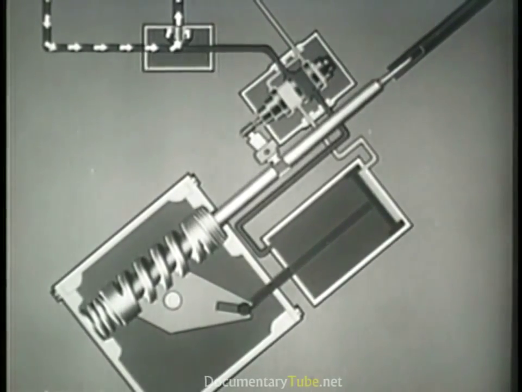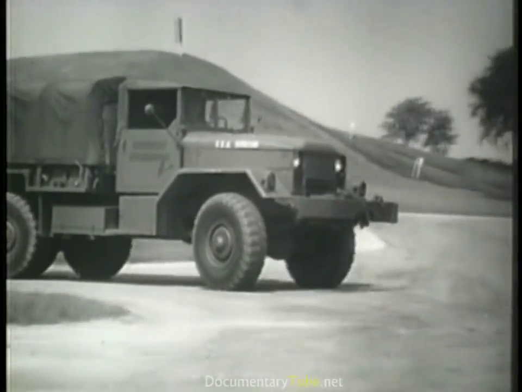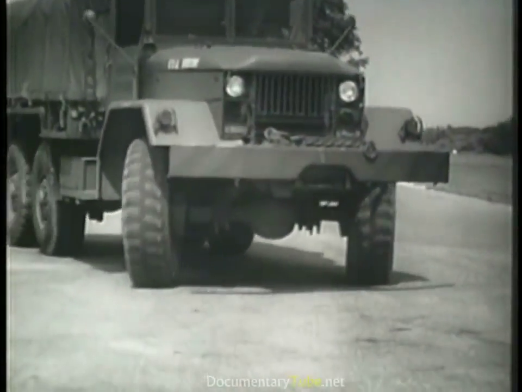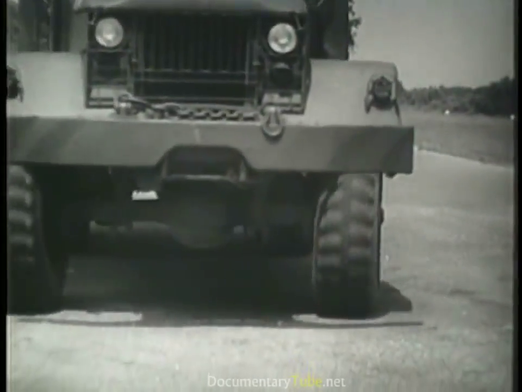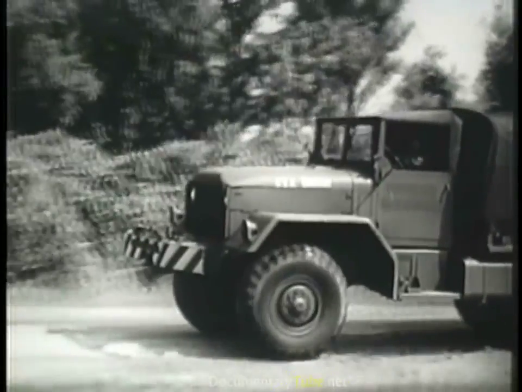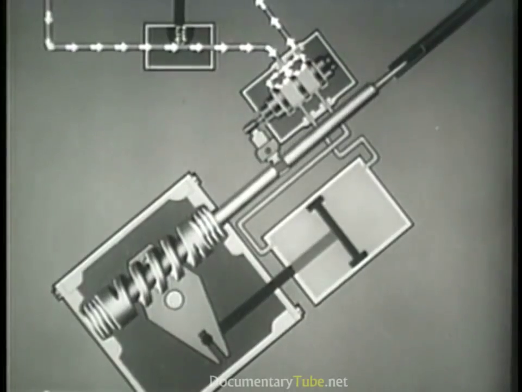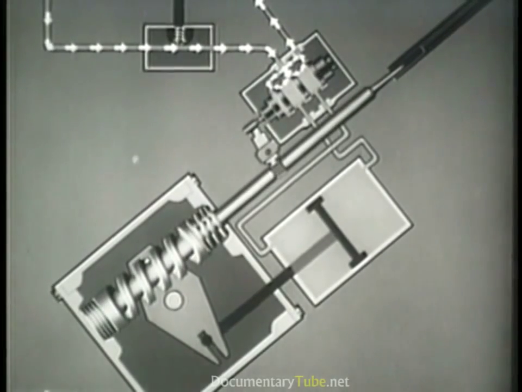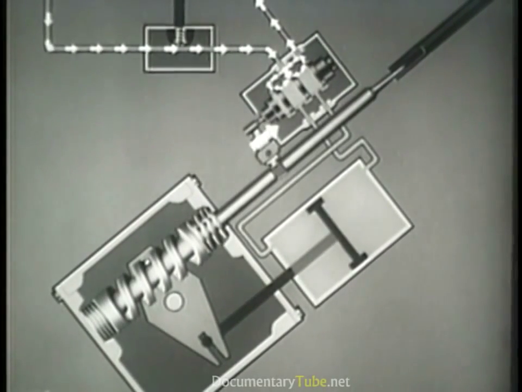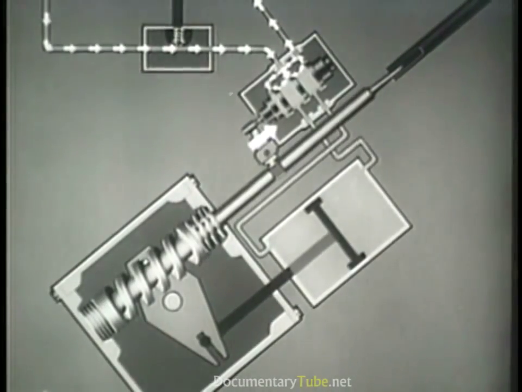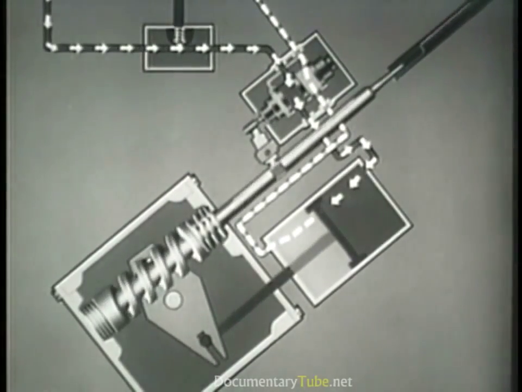After completing a turn, the driver releases tension on the steering wheel, and the steering system is returned to straight-ahead position by the steering geometry of the front wheels, allowing the hydraulic system to return to the neutral position. To steer in the opposite direction, the cam actuates the control valve lever the other way, and pressure is now directed to the opposite side of the power cylinder piston.